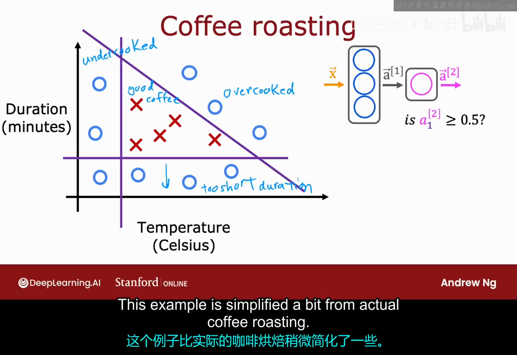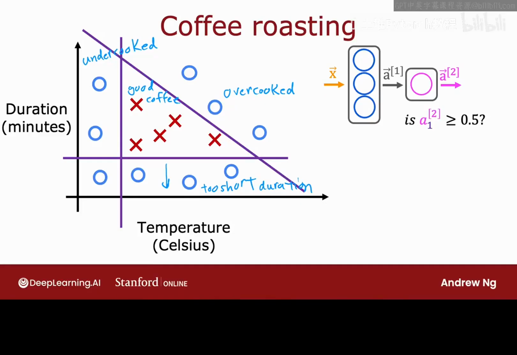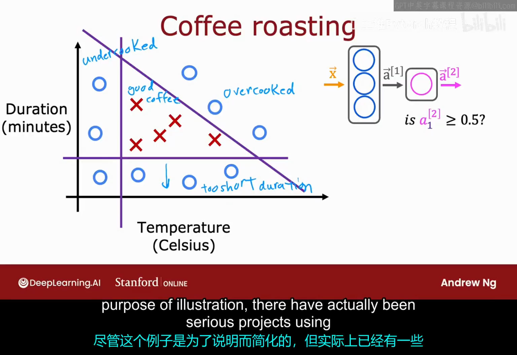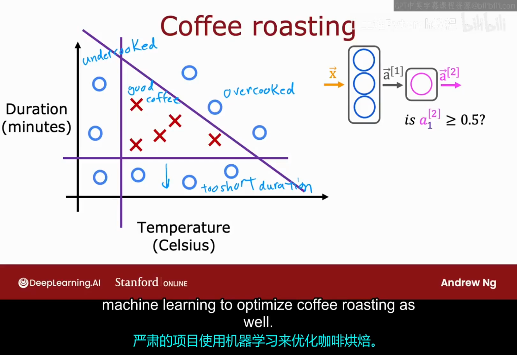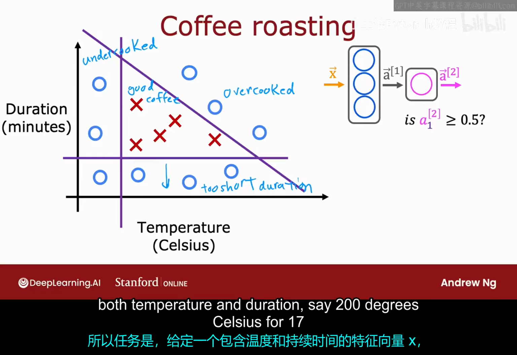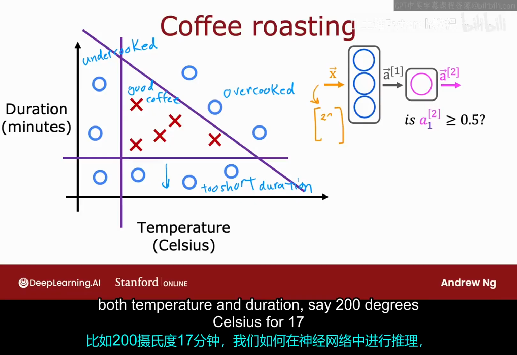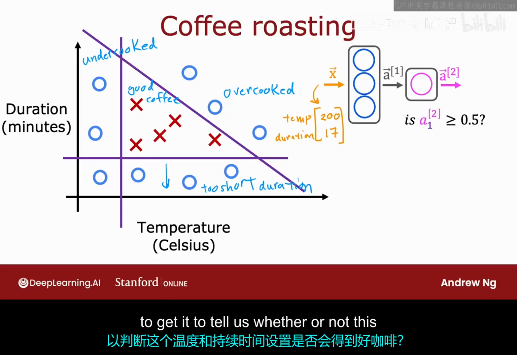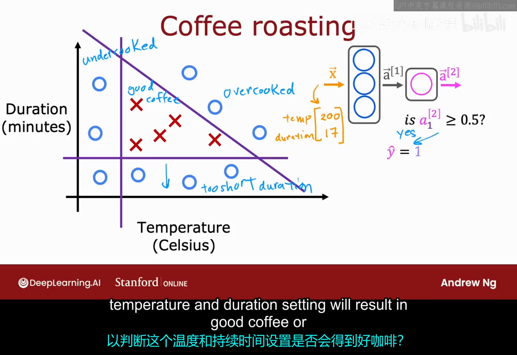This example is simplified a bit from actual coffee roasting. Even though this example is a simplified one for the purpose of illustration, there have actually been serious projects using machine learning to optimize coffee roasting as well. So the task is, given a feature vector x with both temperature and duration, say 200 degrees Celsius for 17 minutes, how can we do inference in a neural network to get it to tell us whether or not this temperature and duration setting will result in good coffee or not?